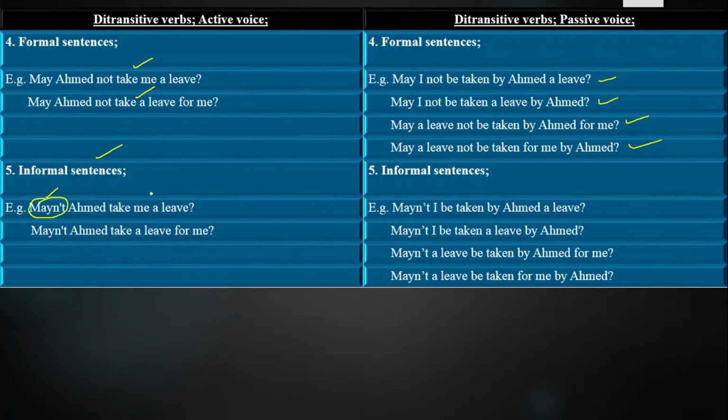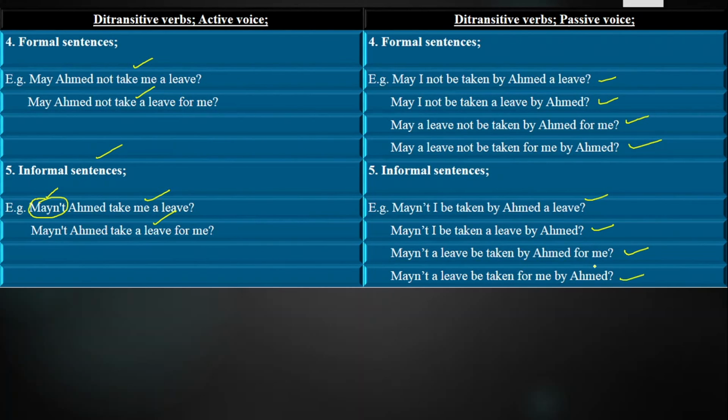And what are the informal sentences? Those sentences in which we ask questions or deny the statement in an informal way, in a friendly atmosphere. We use it with our juniors and youngers, and those you are close with, like your friends. Meant Ahmad take me a leave, meant Ahmad take a leave for me, meant I be taken by Ahmad a leave, meant I be taken a leave by Ahmad, meant a leave be taken by Ahmad for me, meant a leave be taken for me by Ahmad.